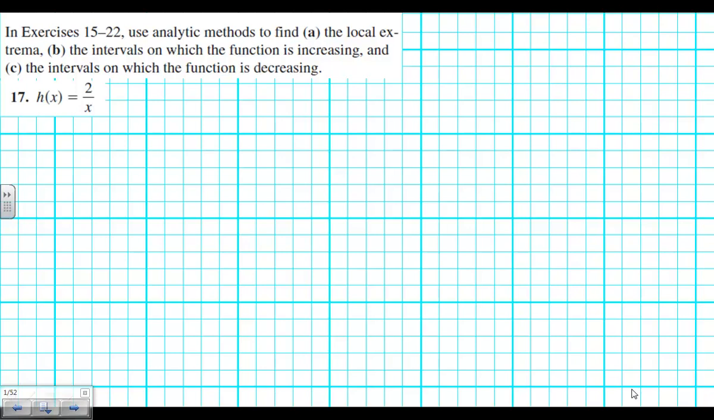Okay, problem number 17. Use analytic methods to find the local extrema and the intervals of increasing and decreasing of the function. Well, let's start by asking the question, are there any restrictions on this domain? Zero is not in the domain. So the domain consists of all numbers except 0. So there you got that.